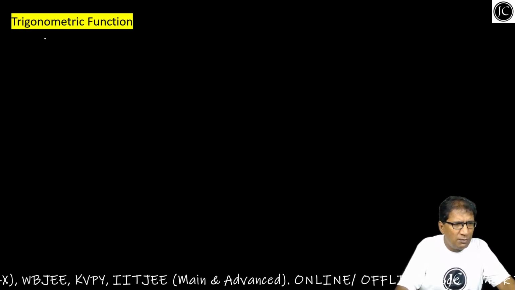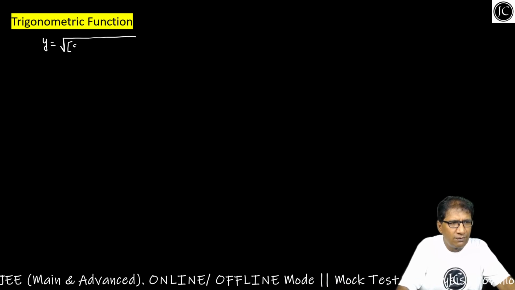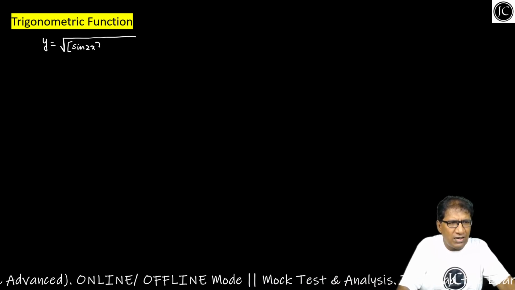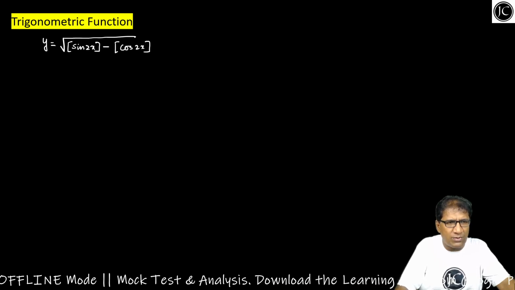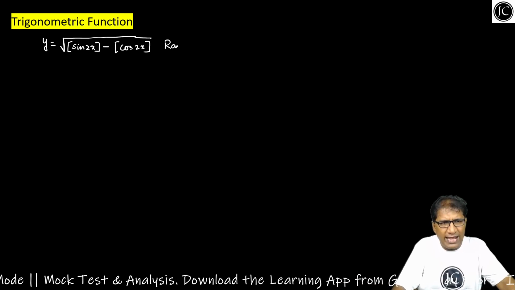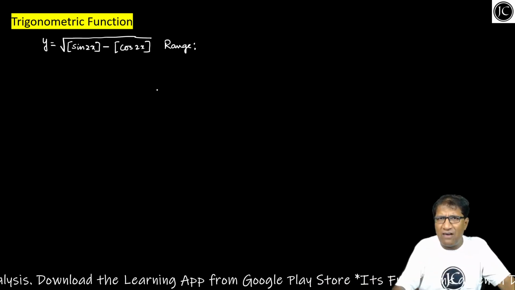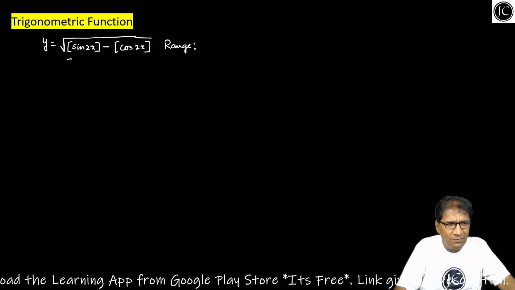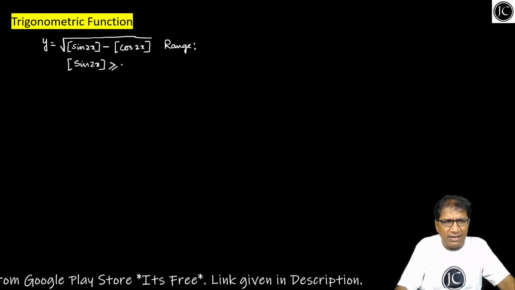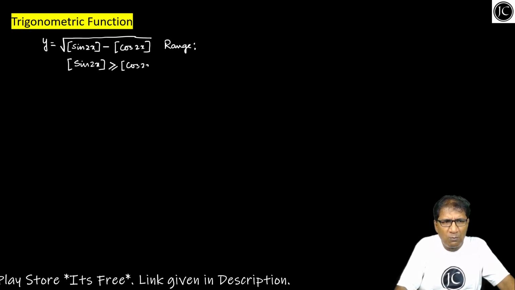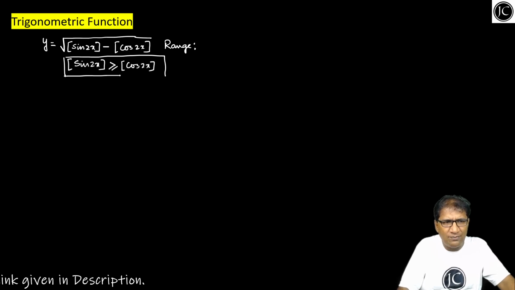Now, let us take the problem y equals root over greatest integer function sin 2x minus greatest integer function cos 2x, right? And we have to find the range for this function. Okay? Children, look, to define the function, box of sin 2x must be greater than or equal to box of cos 2x. This is the important part, right?